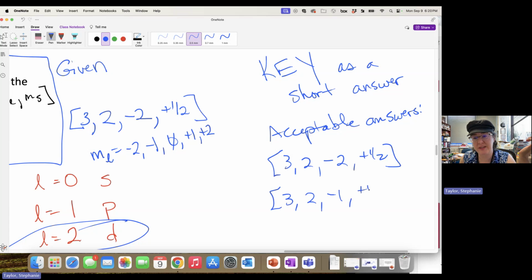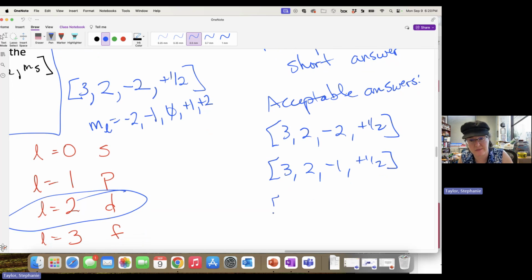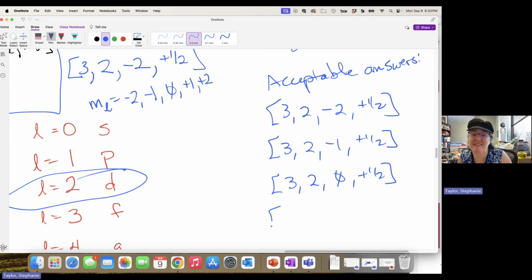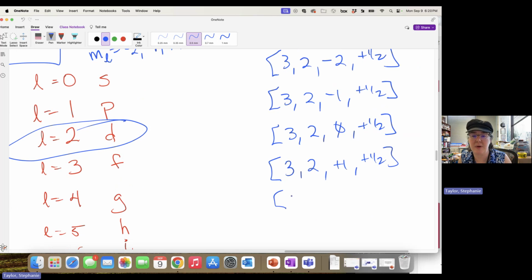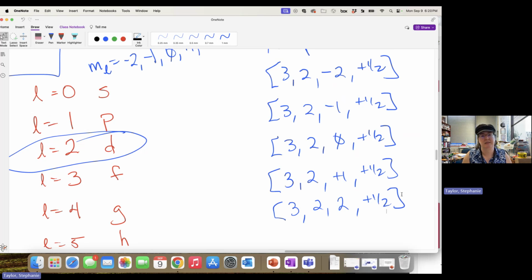But notice that the only thing changing is my M sub L value, because everything else is set. You were told it was the 3D orbital, and I therefore have to have 3 for my principal quantum number and 2 for my value of L. And I have enough information about spin that I have to have a positive 1/2 value for spin. So any of those 5 options would be correct. If it says to just give one possible option, then any of these options are correct.